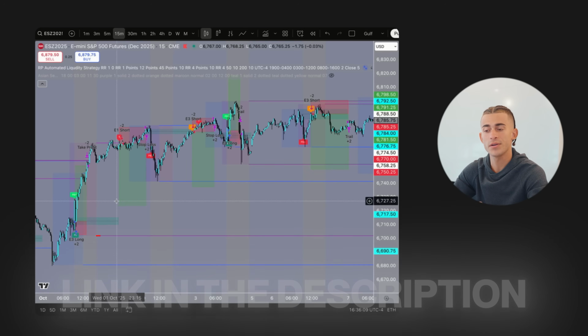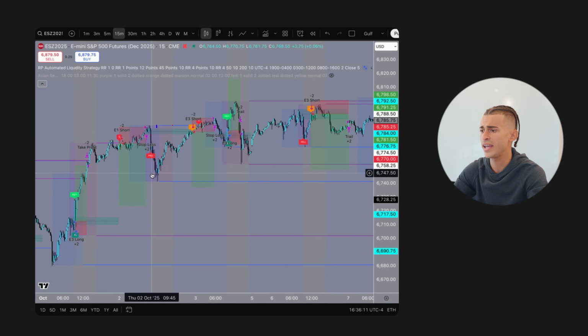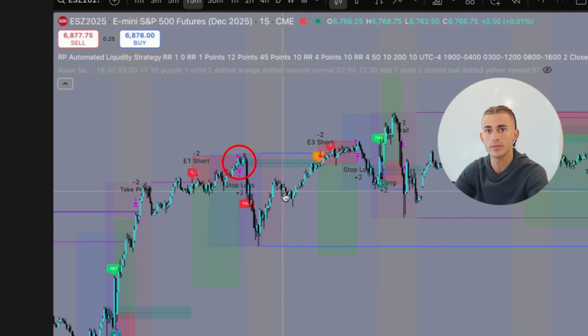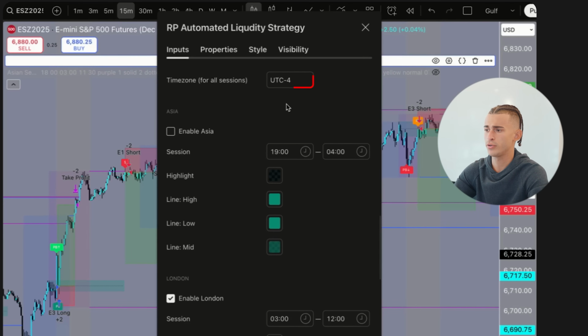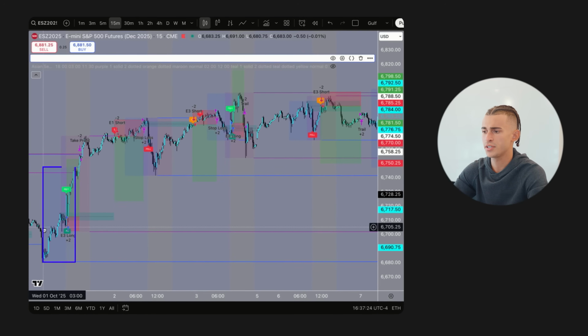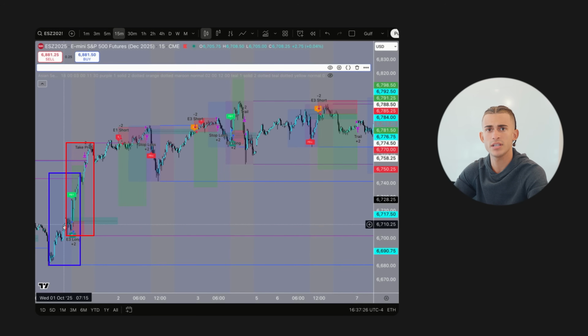This will mark out your untested lows, your untested highs, and your sessions. You can turn off and on sessions. It will also show you exactly where the 8 to 8:15 a.m. range is right there. Key thing with this indicator is just to make sure that your time zone right here matches the time zone on your TradingView. London session is in blue and New York session is in red.